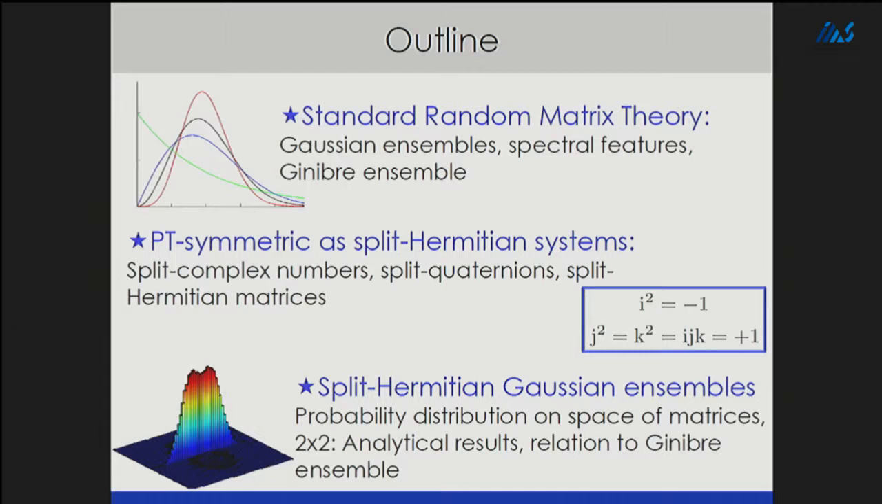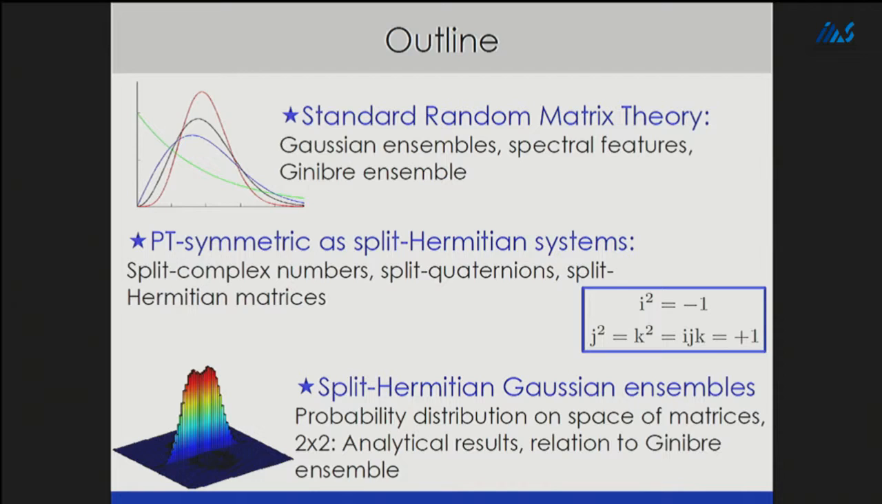And then I will come to something which is actually not related to random matrices, but it's the foundation of our new proposal for PT symmetric random matrices. It might be something that's interesting for some of you in different contexts, and that's the proposition that a PT symmetric matrix can be represented by what I call a split Hermitian matrix. And I come to explaining to you what that is.